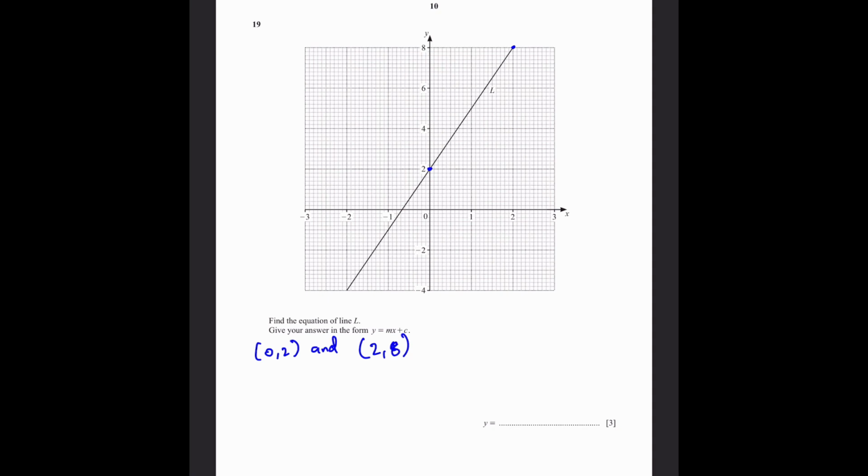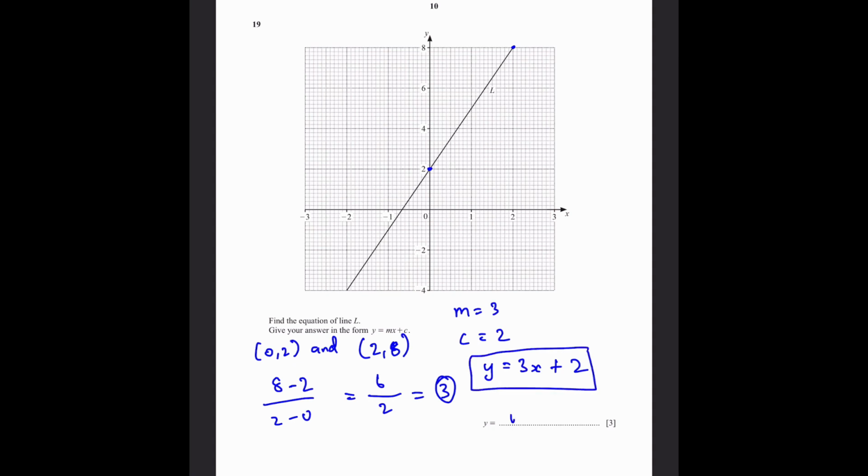Now we find the change in y by change in x. 8 minus 2, that's the y change, by 2 minus 0, which is equal to 6 by 2, which is equal to 3. So the gradient m is 3. And now c, which is the y-intercept, equals this point right here, because x equals 0. So the c is 2. And that means y equals 3x plus 2. That's the equation.